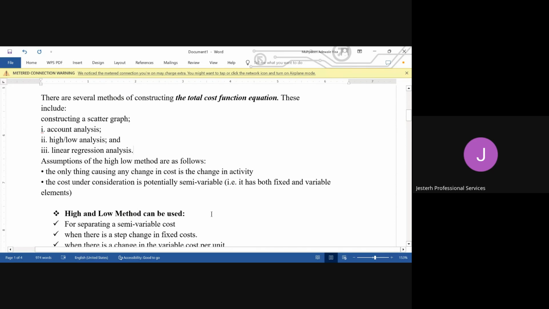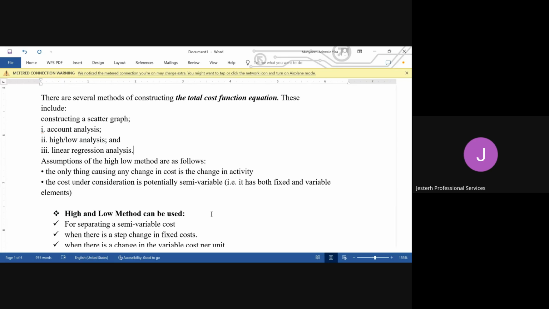Now, let's move to the high and low method. The major thing that we need to assume while working with the high and low method is as follows. The only thing causing any change in costs is the change in activities. For cost to change, it starts to affect our level of activities.